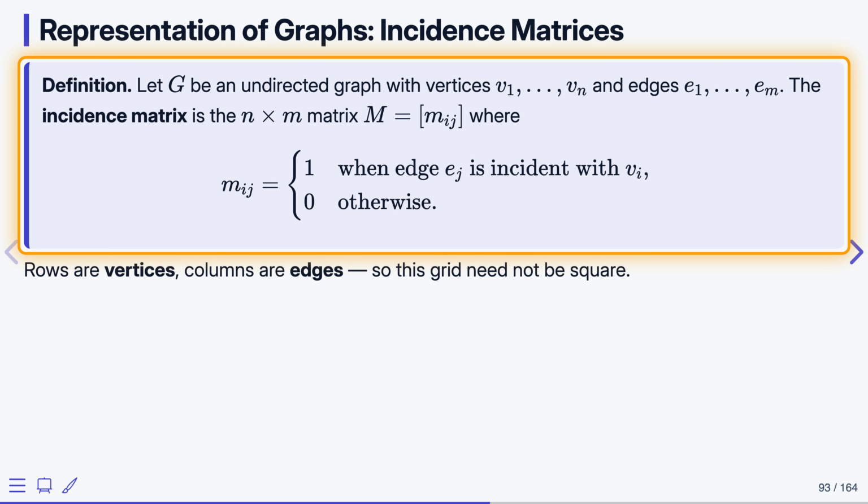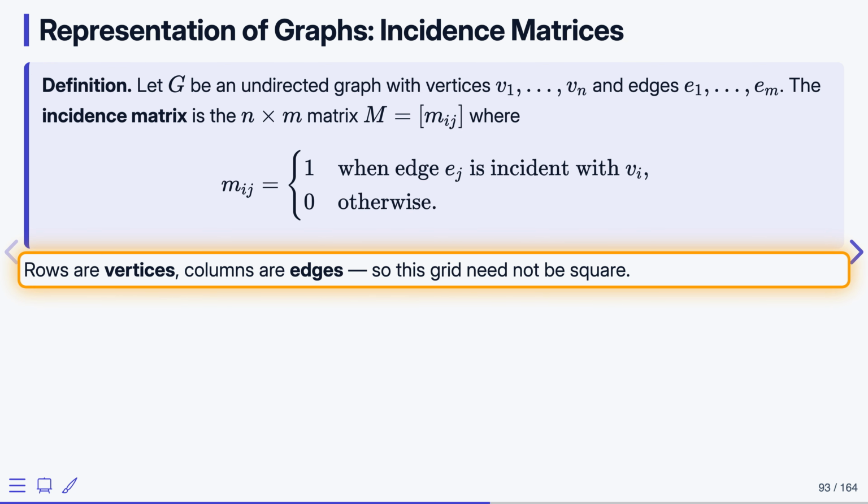Now a third way to store a graph. It is the incidence matrix, and it is built differently. The rows stand for the vertices. The columns stand for the edges, so the grid has n rows and m columns. The entry is 1 when edge EJ touches vertex VI and 0 otherwise.